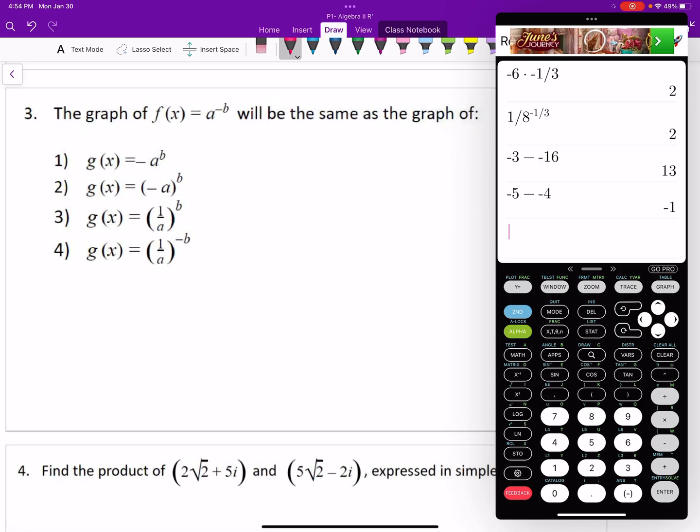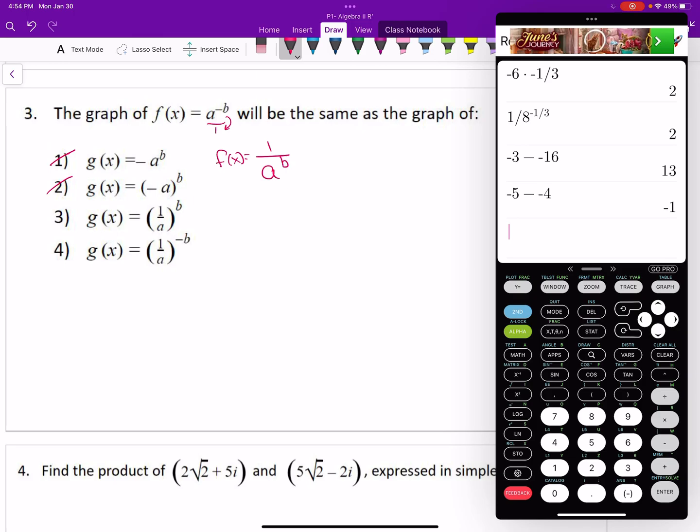Question 3 says the graph of f of x equals a to the negative b power will be the same as which of the following graphs? So negative exponents, remember, flip you to the other side. So the a can go to the bottom, and then the exponent turns positive. So this means the same thing as the original. So 1 and 2 are out. They do not have the a in the denominator.